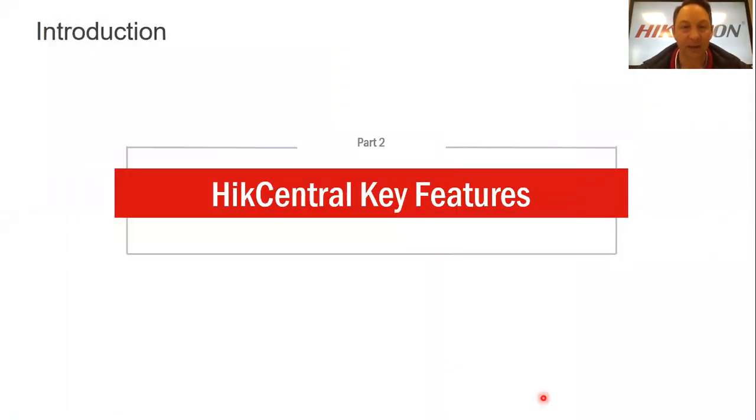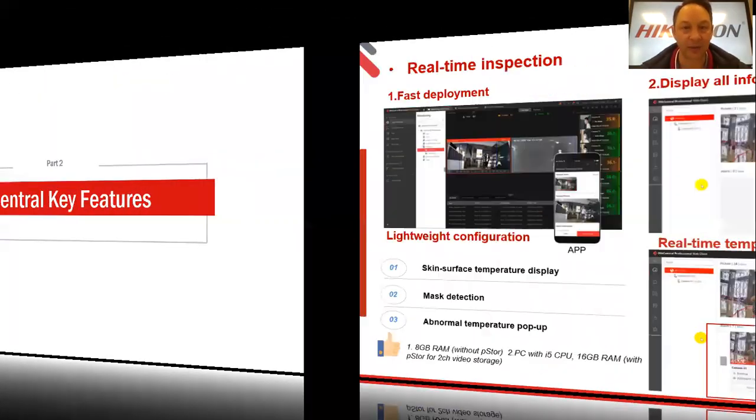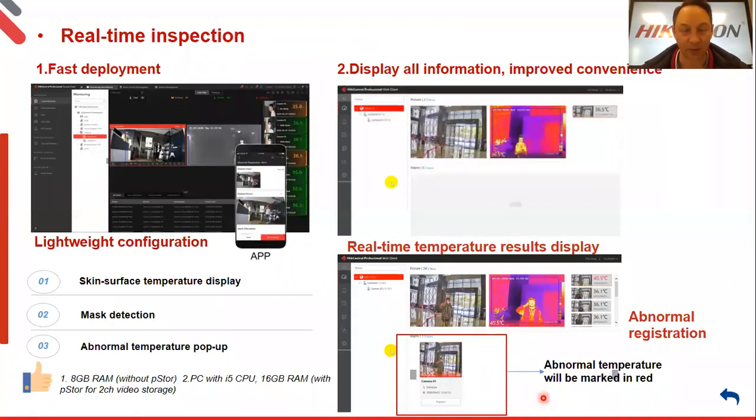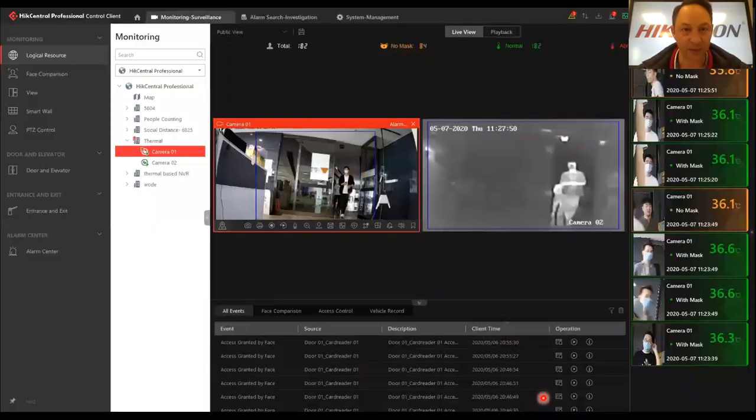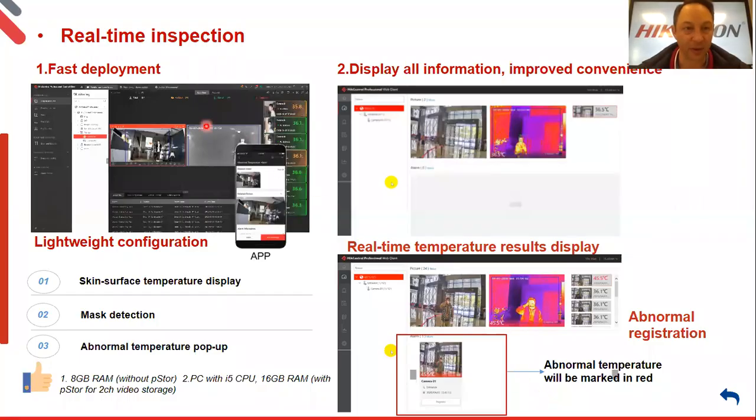All right, so let's quickly have a look at the key features when it comes to HikCentral, but obviously specifically aimed at the temperature screening side of things. So your fast deployment, I'm going to show you that video now. Fast deployment has got an app as well, so the HikCentral app, not the HikConnect app. So just make sure you download the HikCentral app. So we do the skin surface temperature display over there, mask detection, abnormal temperature pop-ups. You're going to have all of these things done.